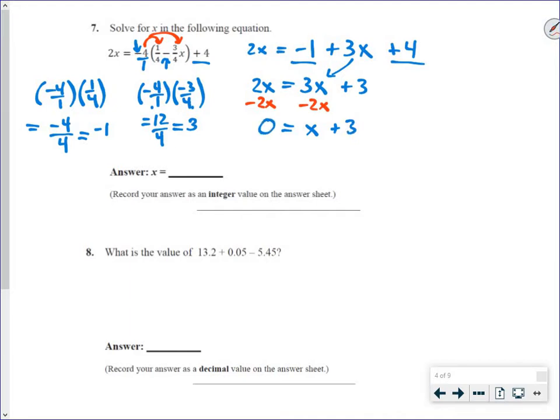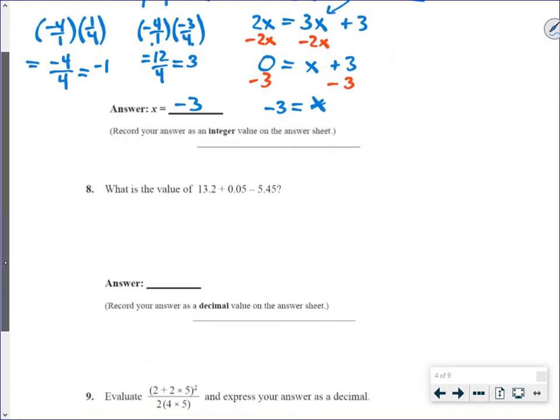And last, I just need to get rid of this 3. Do the opposite of adding 3. So subtract 3 both sides. 3 minus itself on the right is 0. So I have x equals minus 3. So x equals minus 3.